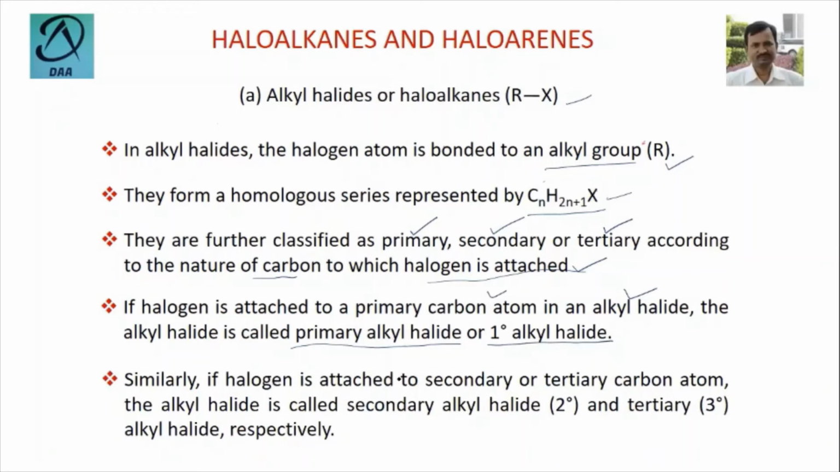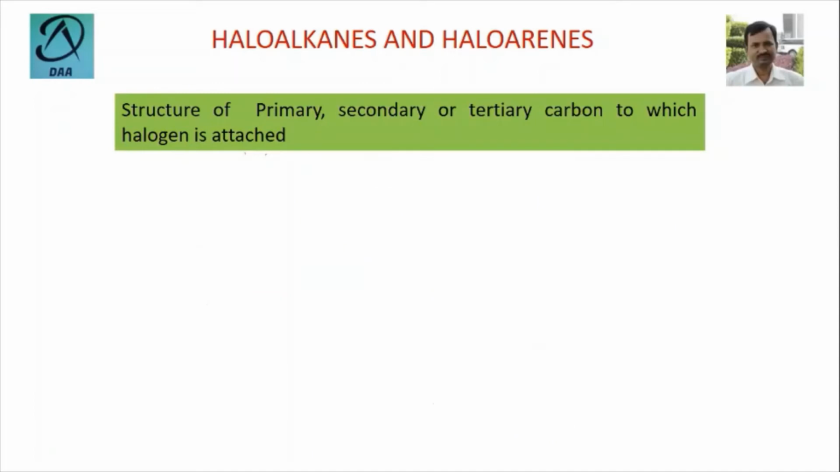Similarly, if the halogen is attached to the secondary or tertiary carbon atoms, then it is called secondary alkyl halides or 2 degree and tertiary alkyl halides or 3 degree respectively. Very simple. So we'll go for now the structure of the primary, secondary or tertiary carbon to which the halogen is attached.